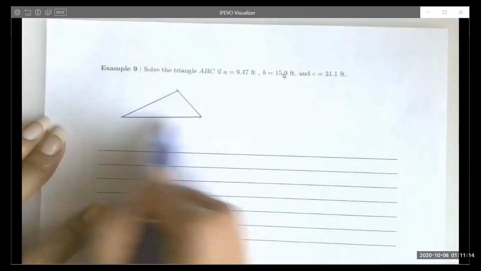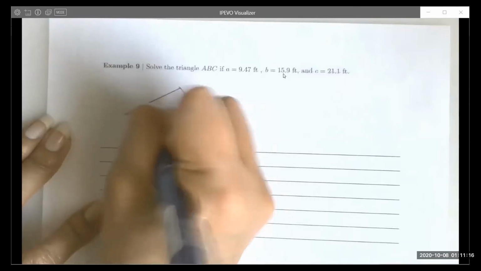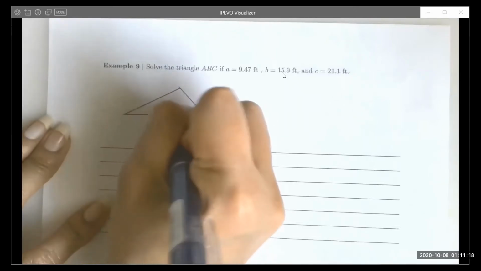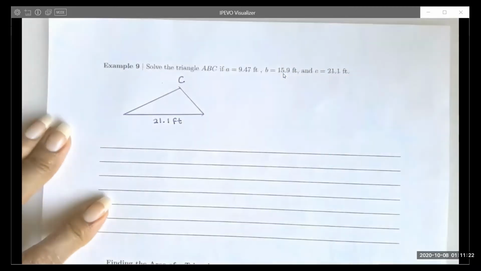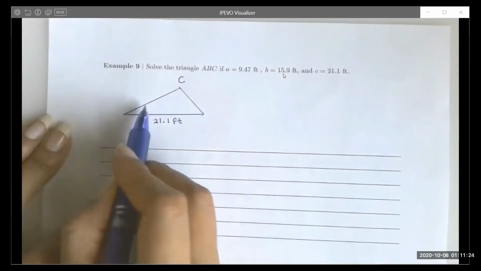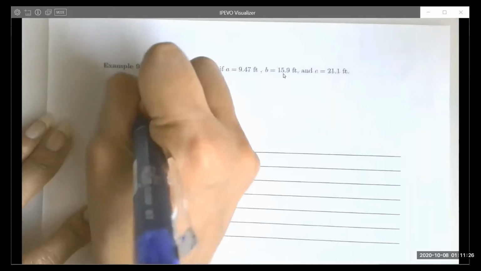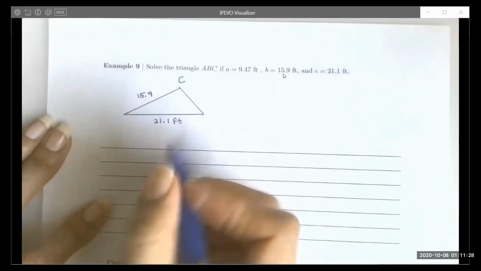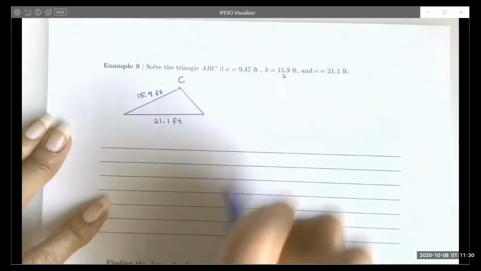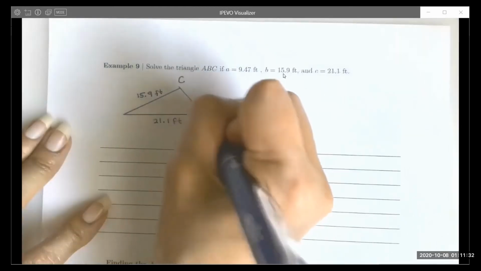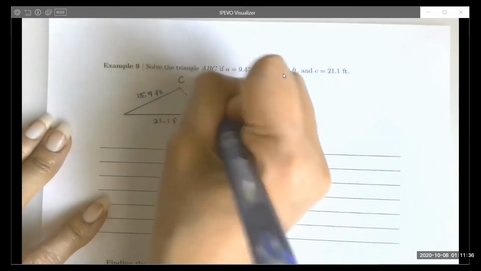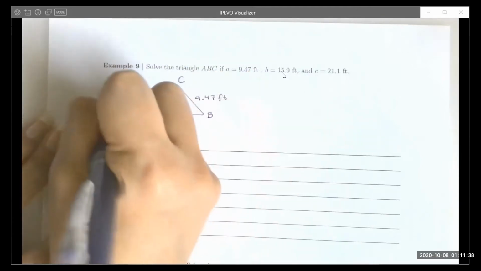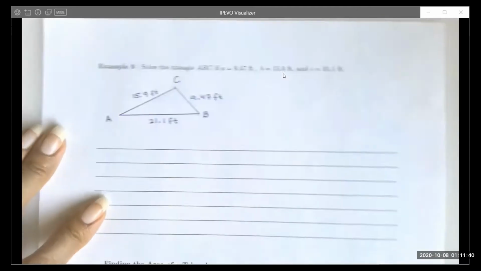Alright, so this looks like the longer of the three sides. I'm going to call this side C with 21.1 feet. That means that opposite to that side will be angle C. This one looks like the second largest, so I'm going to make this side B with 15.9 feet. And that means that opposite to that we'll have angle B. And finally this will be 9.47 feet, and opposite to that will be angle A.